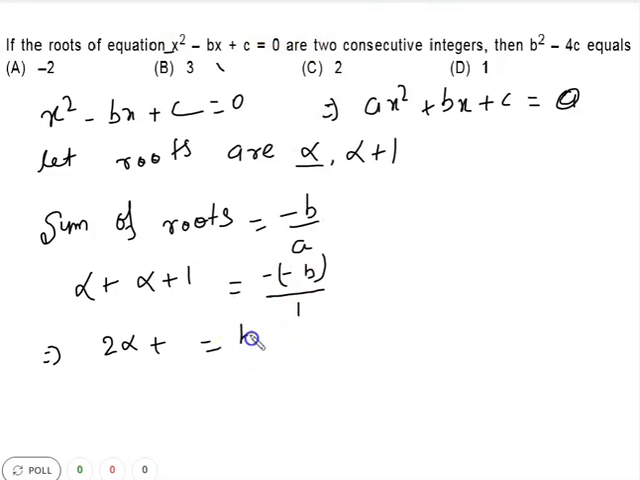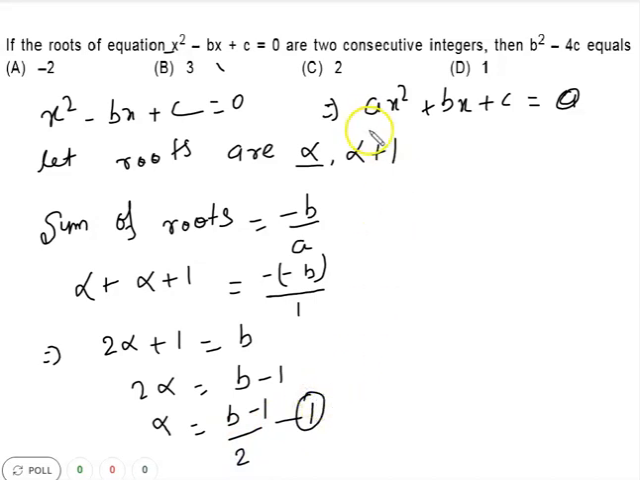We can write here 2 alpha plus 1 equal to b, and 2 alpha equal to b minus 1, guys, right? Are you getting my points? And alpha equal to b minus 1 by 2. Are you getting my points, guys? So suppose this is the first equation, right?